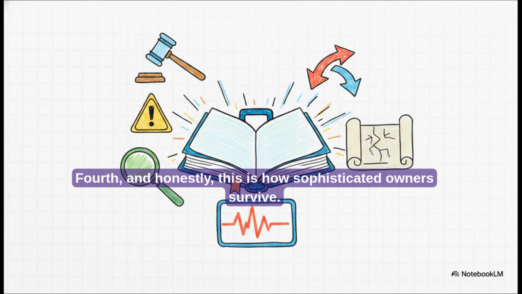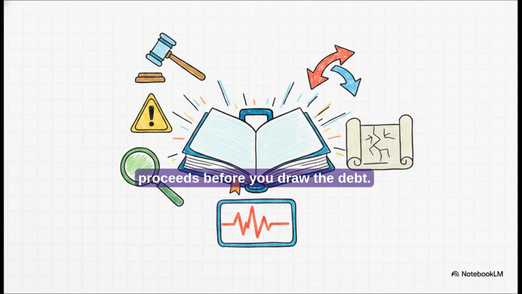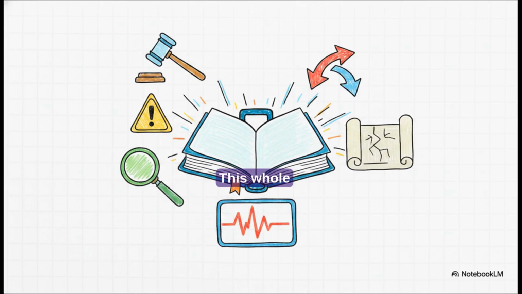Fourth, and honestly, this is how sophisticated owners survive. Model a plausible cap rate widening against your LTV and refinancing proceeds before you draw the debt, not when maturity hits and it's too late. Finally, because cap rates are moving constantly, use live market sources at the point of transacting, not static historical figures.